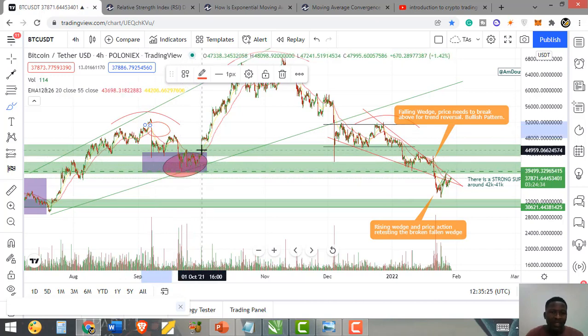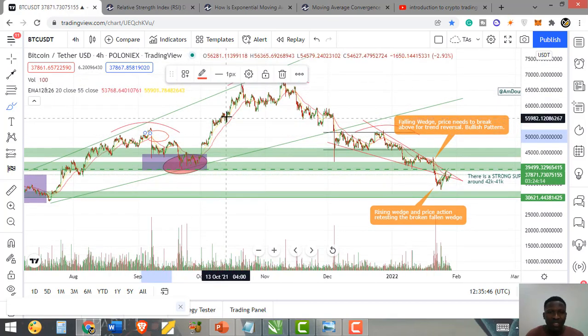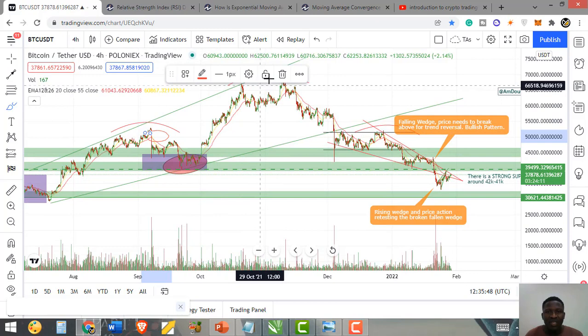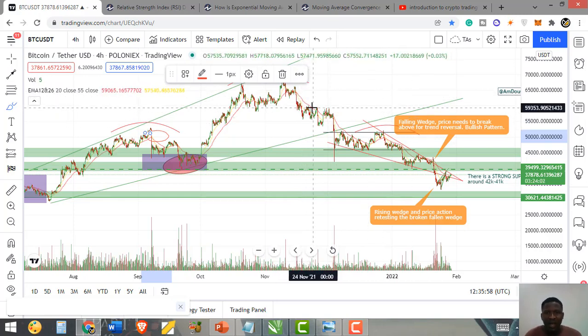And when the 20 EMA crosses the 55 EMA and starts trading above the 20 EMA, what happened next? We saw the price of Bitcoin went up. So you can see it went up, trading above this 20 EMA. And you can also see a cross of this 20 EMA which goes below the 55 EMA, and we had a sell-off.